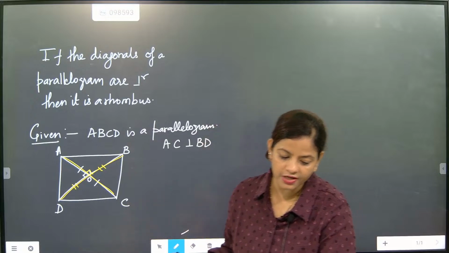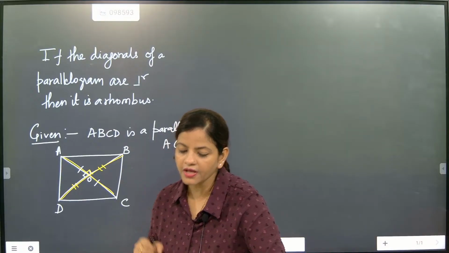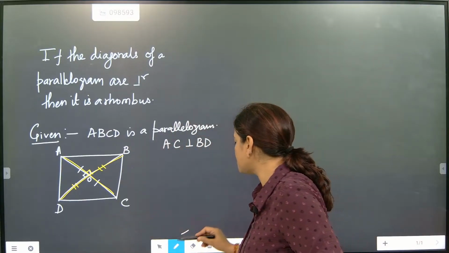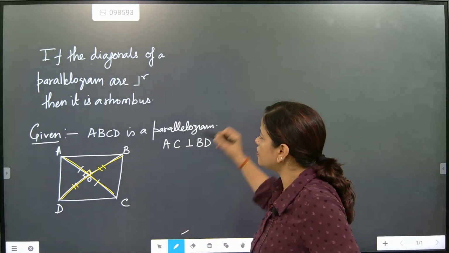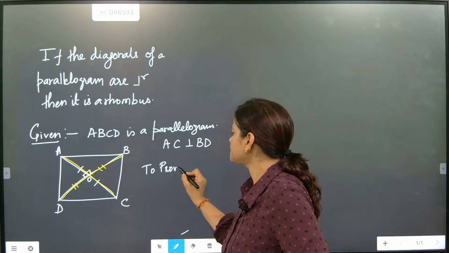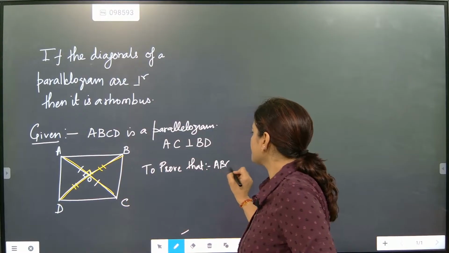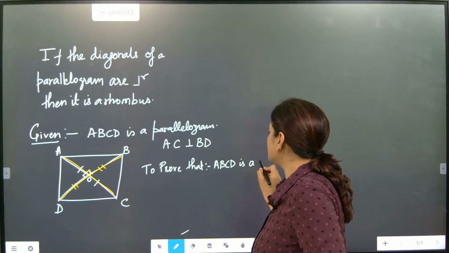So which two triangles are we going to take? These two triangles are exactly what we are going to use. So now look here, beta. We are going to solve the question. So now, to prove that ABCD is a rhombus.